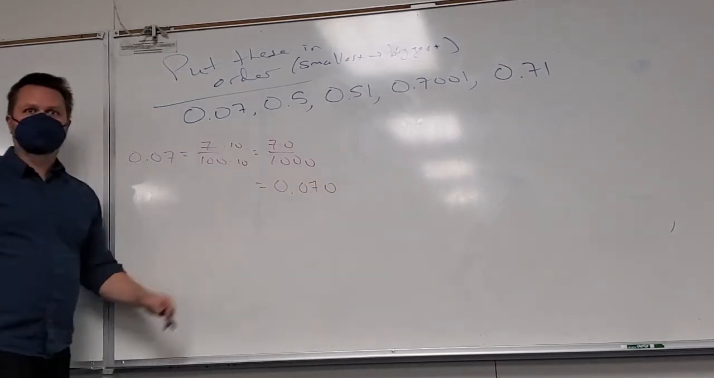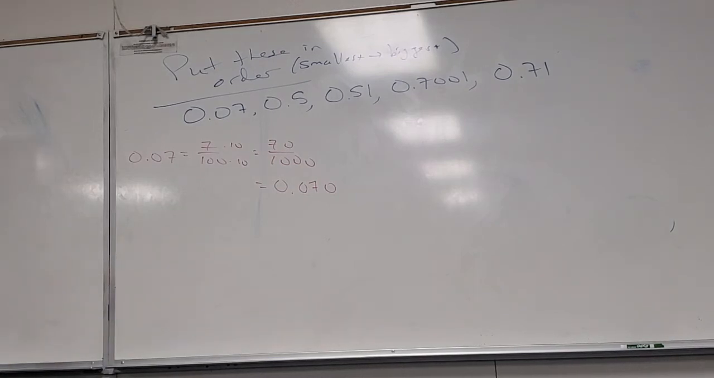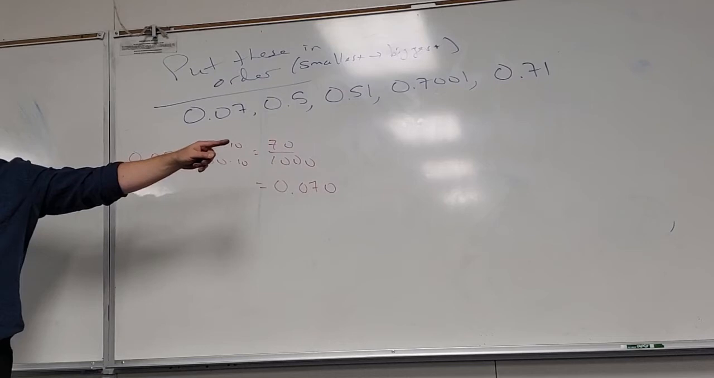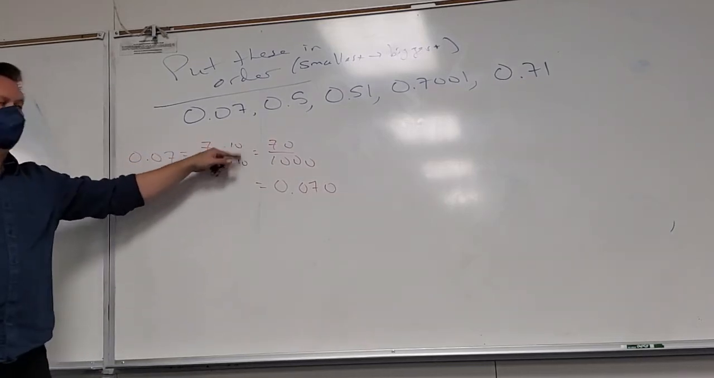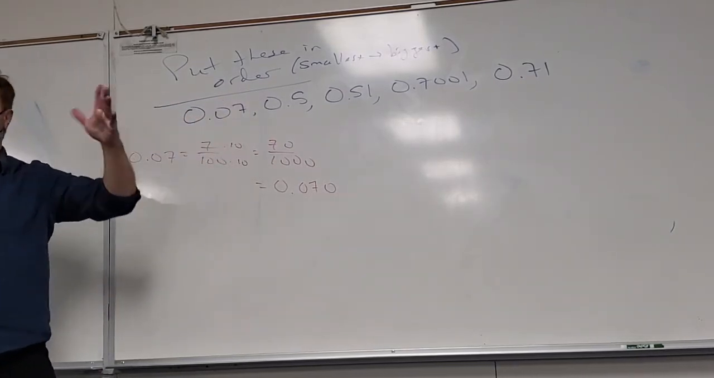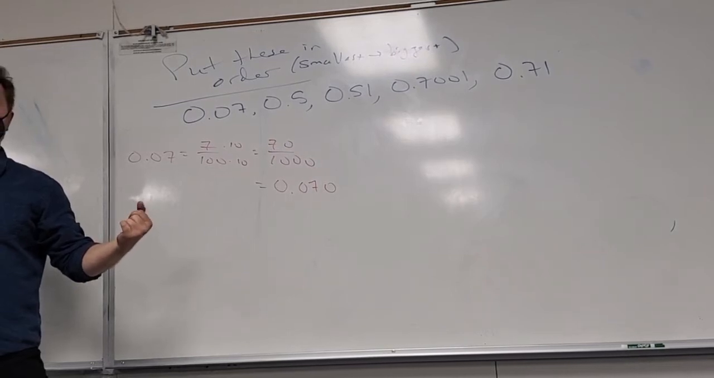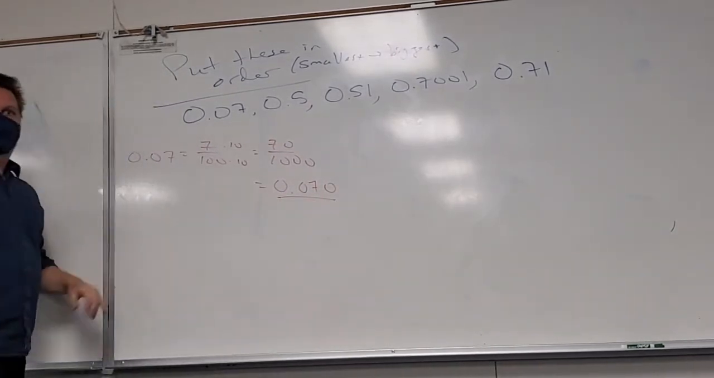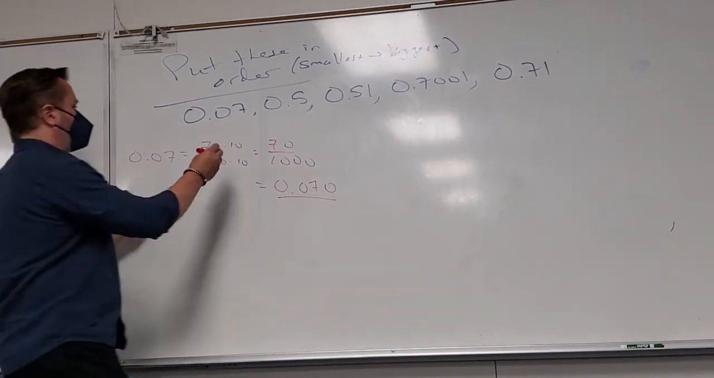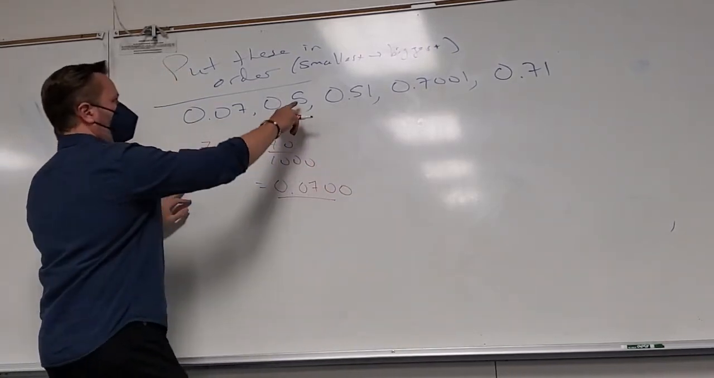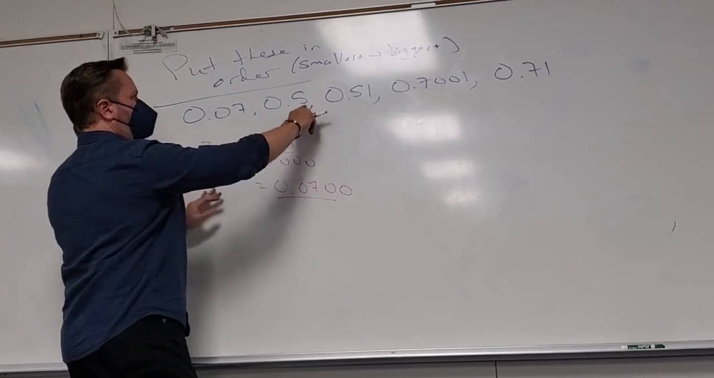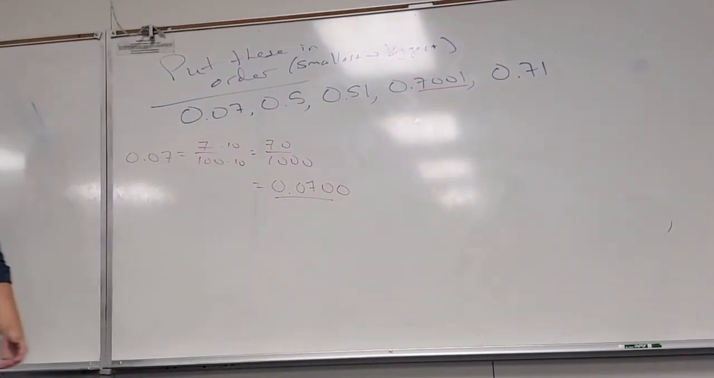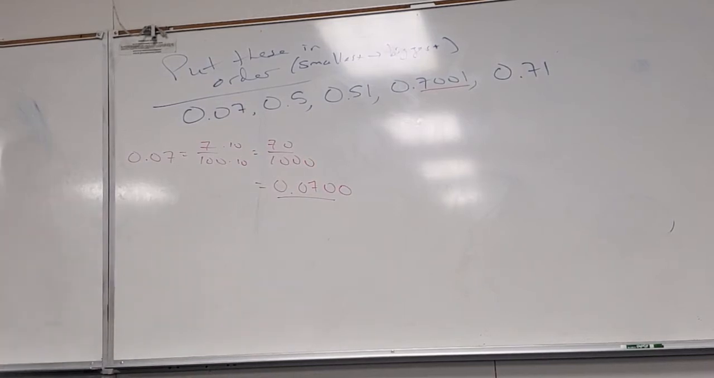Officially, yes? So I can tack on as many zeros as I want, because it's equivalent to multiplying by 10 over 10 on the top and bottom, which is completely legal. So 0.07 equals 0.070. If I put enough zeros to make everybody have the same number of decimal places, it's going to be easy to compare them.